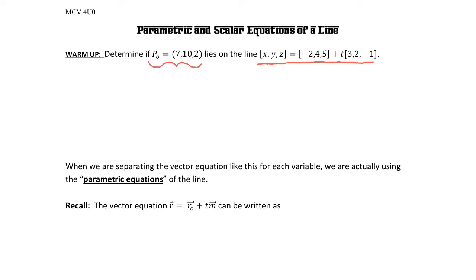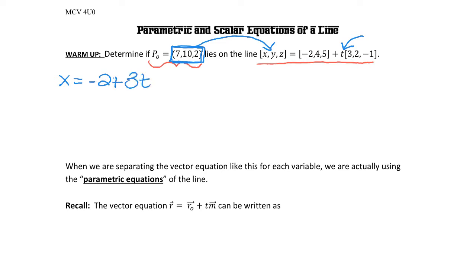Okay, so basically we're going to see if this point satisfies this line. So we're given the x, y, and z coordinates for a point. We're going to plug it in and see if it satisfies this line. Note that we can have any t that we want. So we're actually going to figure out if we have a t that will allow us to have this point on this line. So first I'm going to recognize that x is equal to -2 plus 3t.